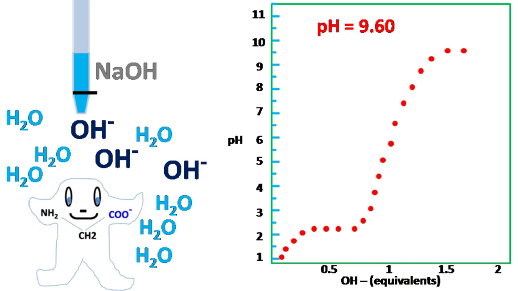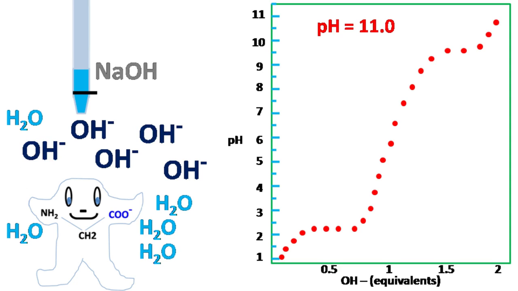As the H+ ions are donated by the ammonium groups, the glycine now has a net negative charge. And further addition of hydroxyl ions causes a further increase in pH.